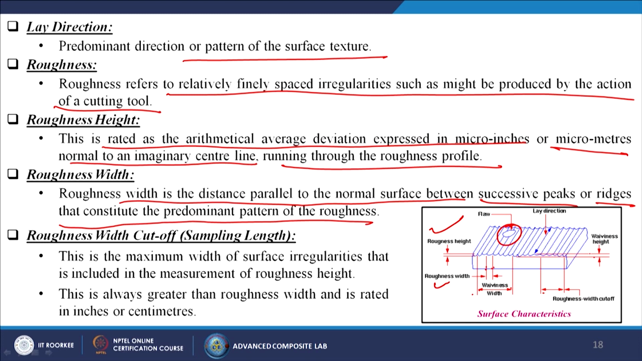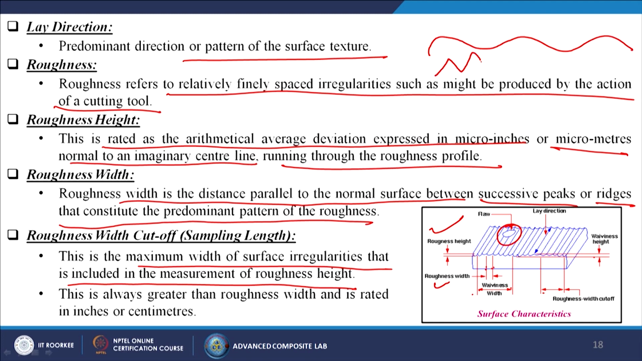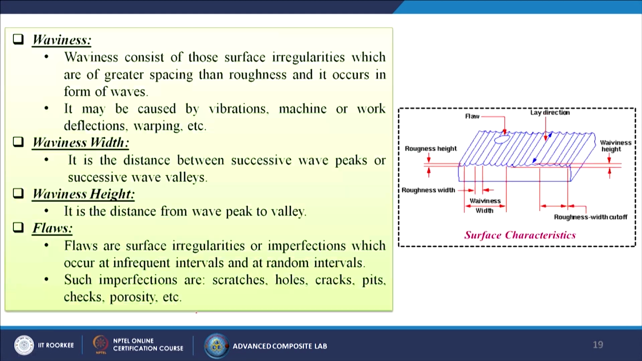Roughness width cutoff, or sampling length, is the maximum width of surface irregularities that is included in the measurement of roughness height. When we are talking about the waviness, it is almost similar, but when you are talking about the roughness, it is not the regular one, it is the irregular one. This is always greater than roughness width and is rated in inches or maybe centimeters.